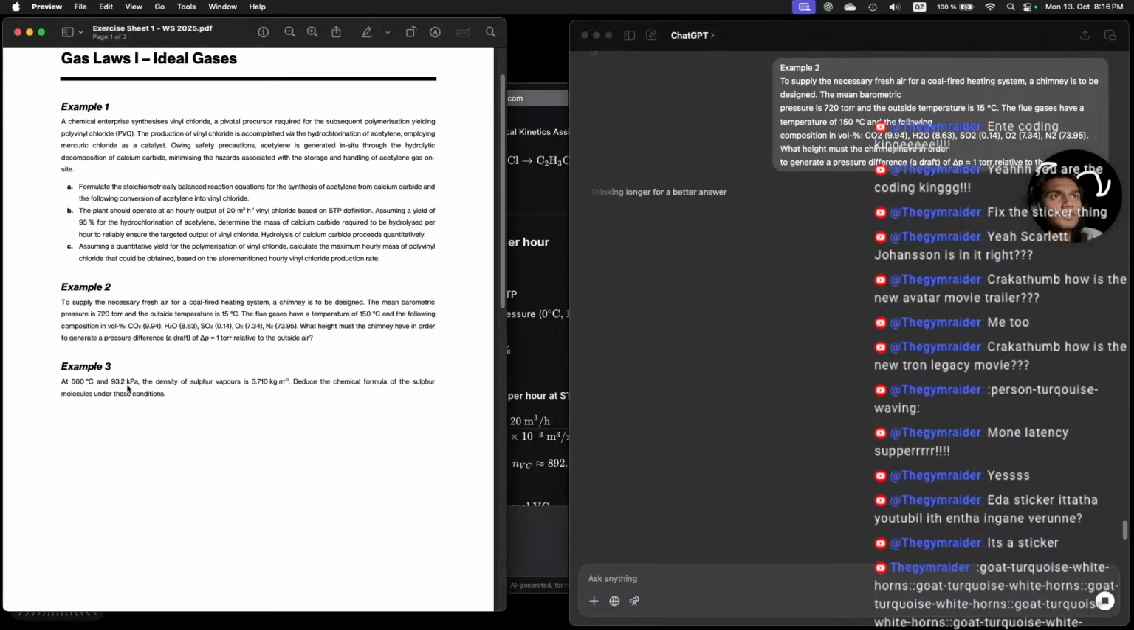At 500 degrees Celsius, 93.2 kilopascal, the density of sulfur vapor is... Deduce the chemical formula of the sulfur molecules under these conditions. What are those?